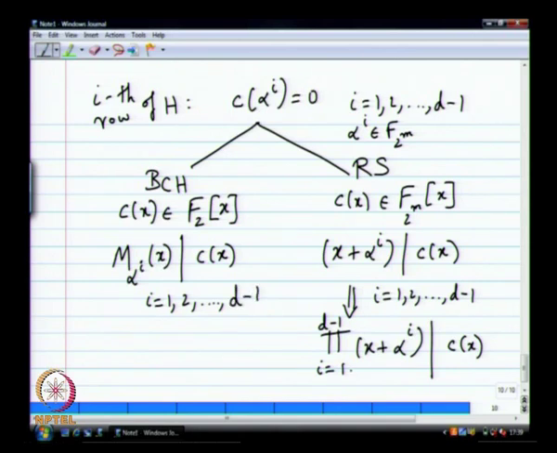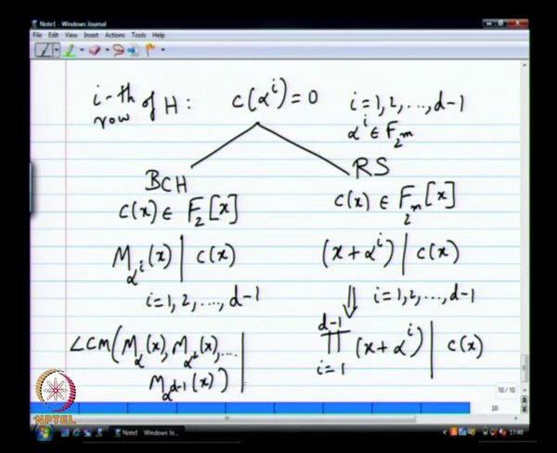Can I write the same next step? Can I say product over i equals 1 to d minus 1 of m alpha power i of x? I have to write LCM here, because i equals 1 and i equals 2, or alpha and alpha square, will have the same minimal polynomial. So you should not keep repeating it because they have a common factor. So I can now say LCM of m alpha of x, m alpha squared of x, so on till m alpha power d minus 1 of x divides C of x. Is that okay?